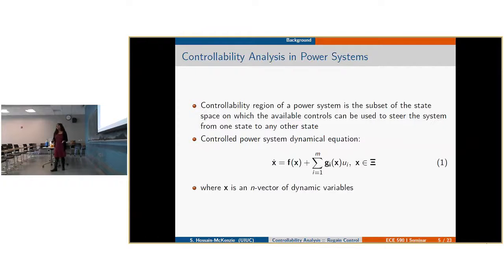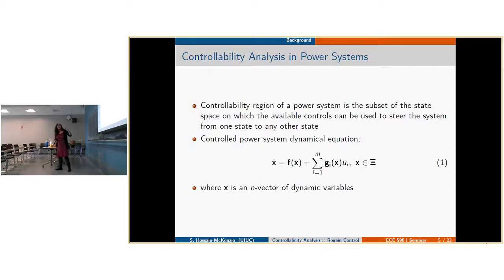So to go into background of controllability analysis in power systems, the controllability region of a power system is the subset of the state space where you can use available controls to steer the system from one state to another, which we all learned in 515.